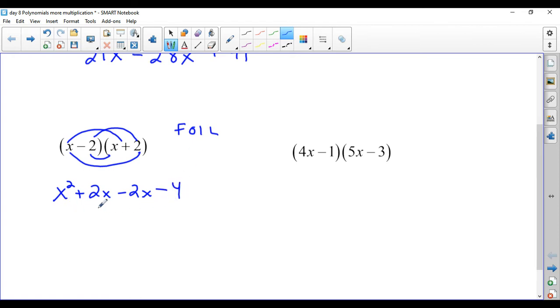You'll get 4 terms, combine the like terms, and in this case, plus 2x minus 2x, 2 minus 2 is 0. There's no more x left. They cancel out, and I just have the minus 4.